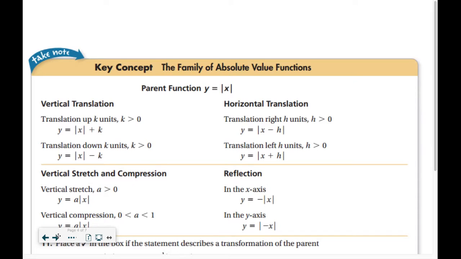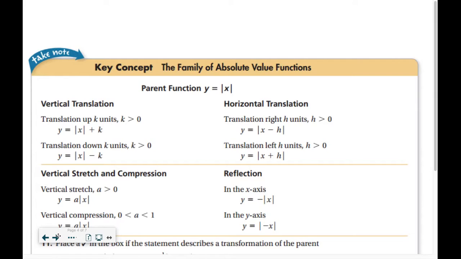Alright, well, this looks horrible. Okay, vertical translations, horizontal translations, stretch, compression, reflection are all the same, except instead of parentheses, we have the absolute value signs. Should all kind of look familiar.